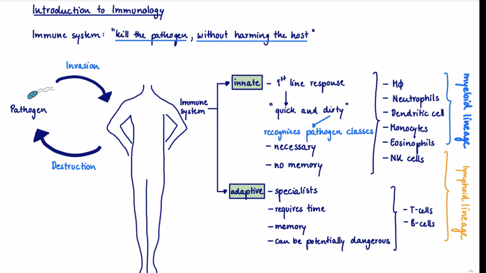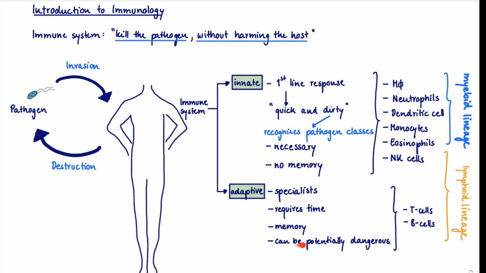In contrast, we have the adaptive immune system. It's adaptive, as the name implies, because it can adapt to possibly any invader. These are the specialists, the experts, and as in real life, experts always require time. They have memory, so they can remember things. The second time you're invaded by a specific pathogen, they will react way faster.